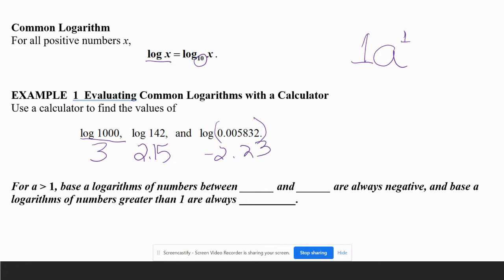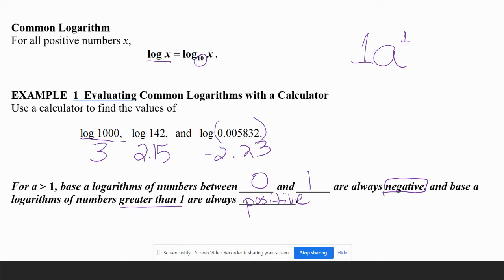So for any number greater than 1, the log answers are always positive. If we take the log of a number between 0 and 1, then the answers will be negative.